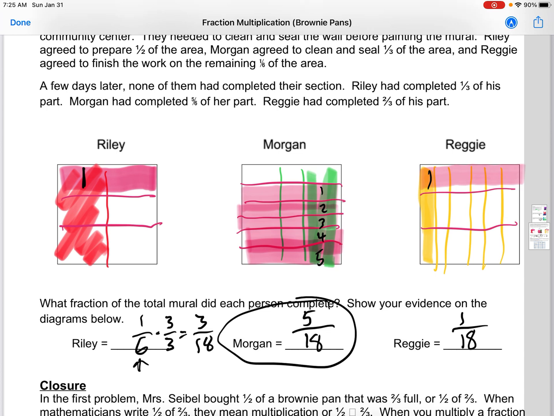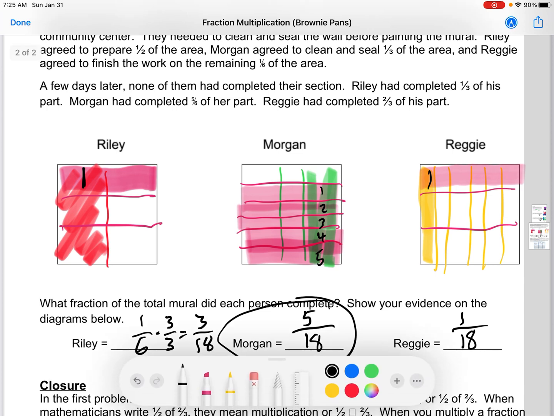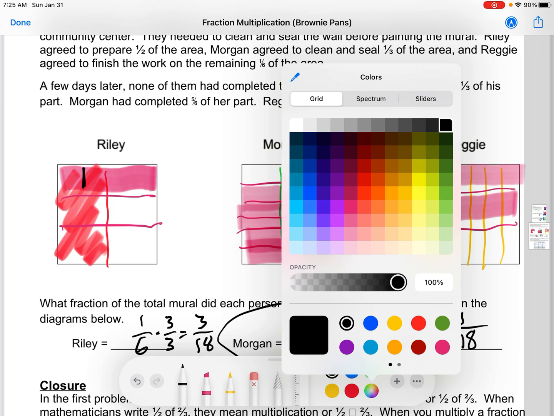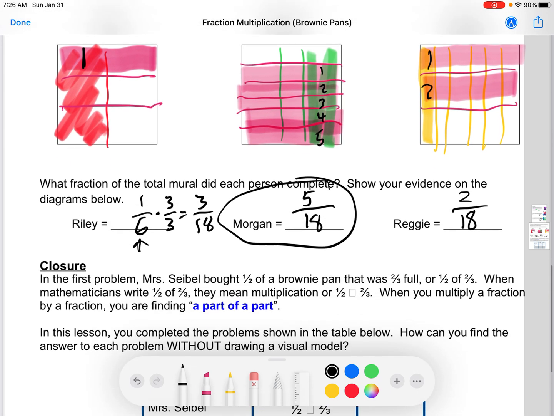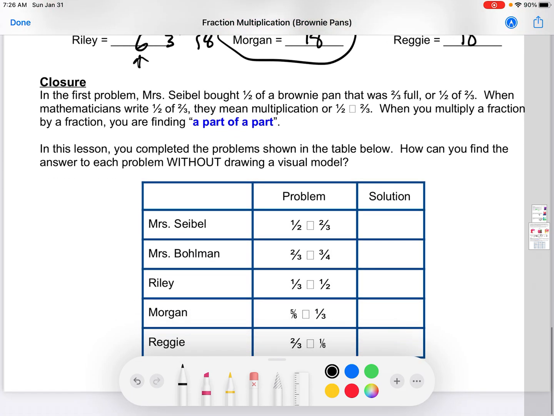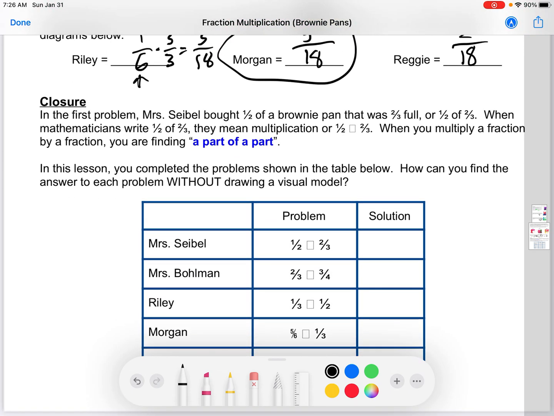Oh, I messed up Reggie, didn't I? Let's fix Reggie real quick. Reggie completed 2/3 of that part. Let me fix that. Oops. So that's 2. There we go. 2/18. My bad. Completed 2/3 of that. Hopefully you caught that as we were going through. Okay. Still Morgan did more though. All right. So let's wrap this up.